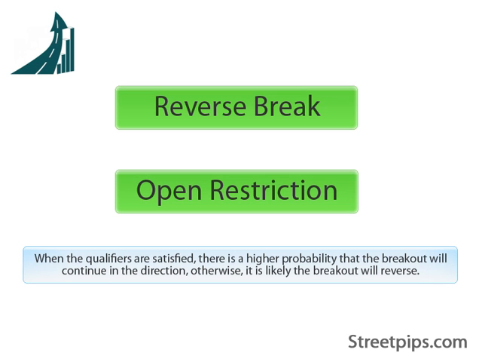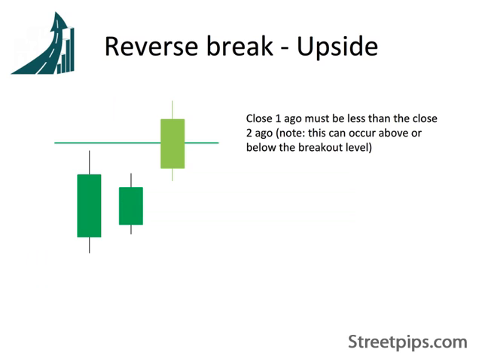When the qualifiers are satisfied, there is a higher probability that the breakout will continue in the direction. Otherwise, it is likely the breakout will reverse. We will start by describing the rules for the reverse break. There are 4 conditions for satisfying the reverse break.